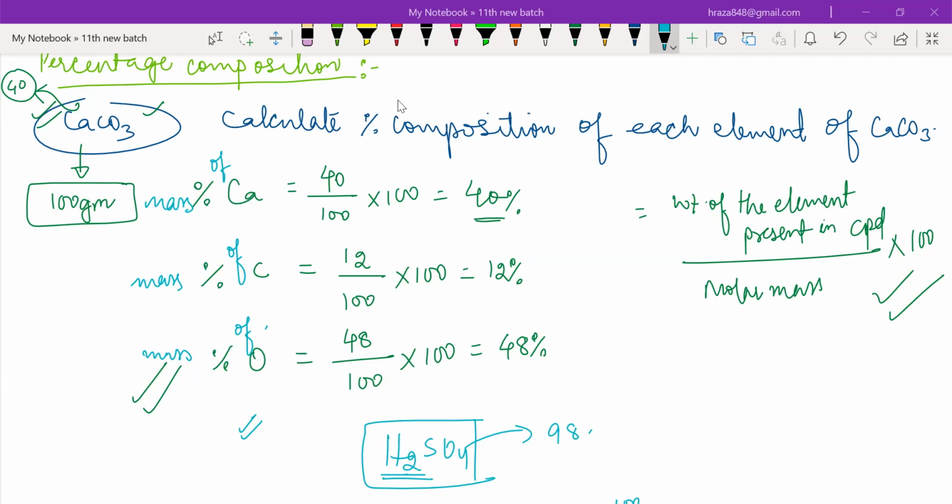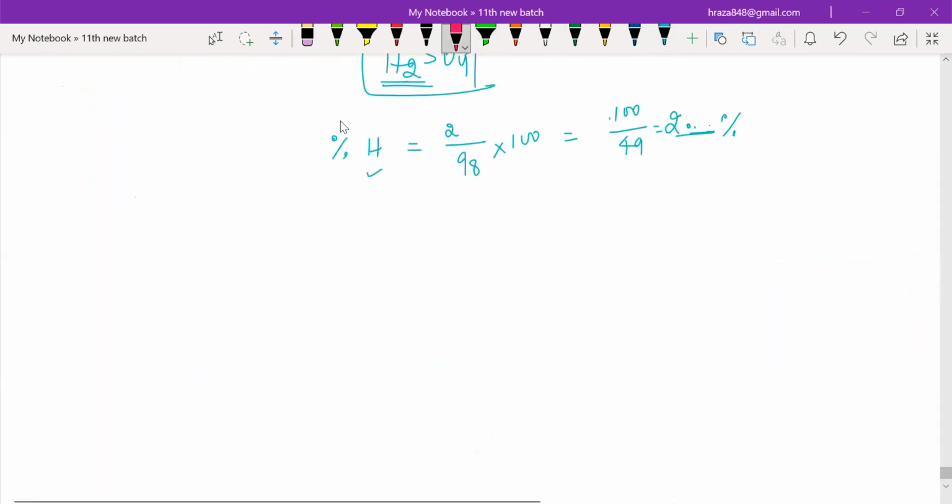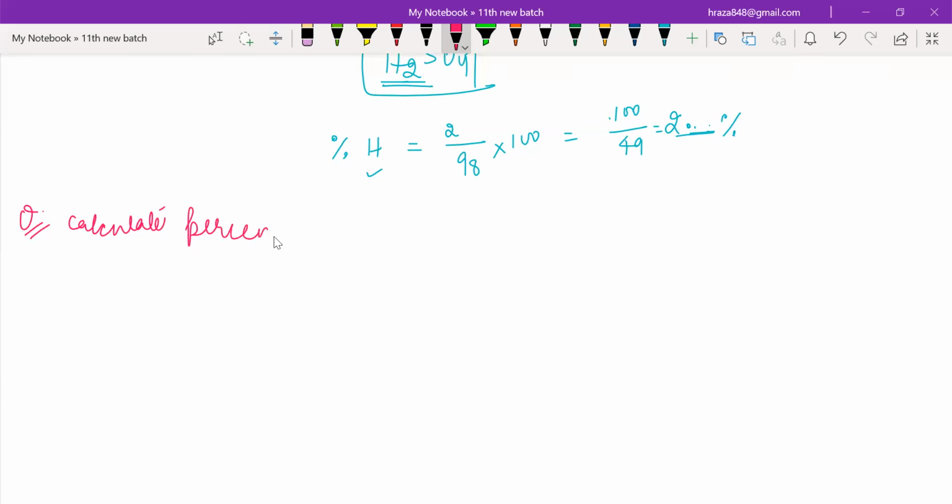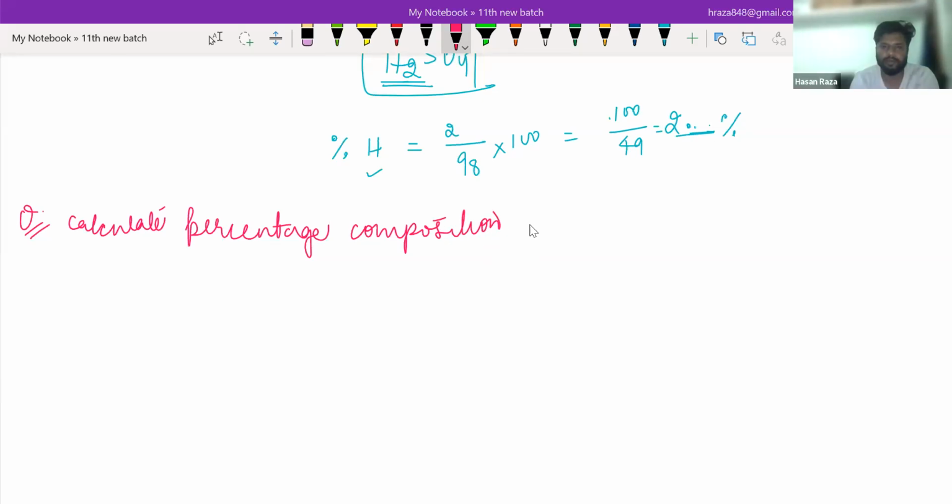Very good. Now I'm going to give you another question. Calculate percentage composition of each element in Na2SO4. Please do.